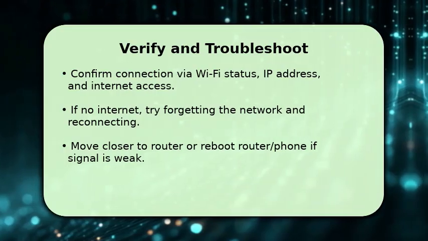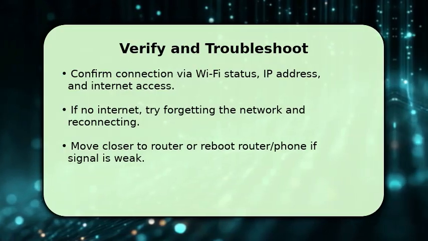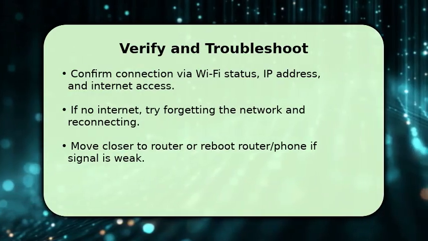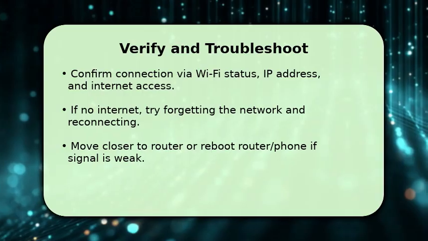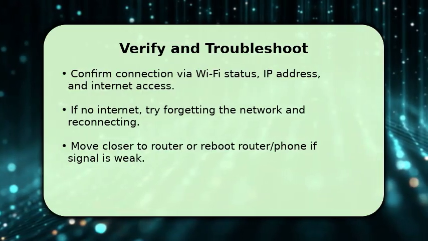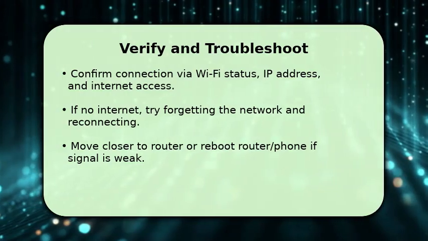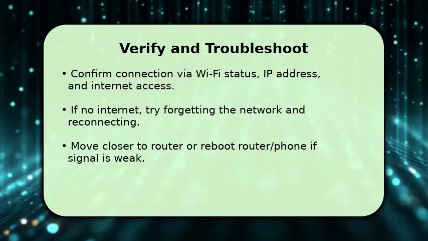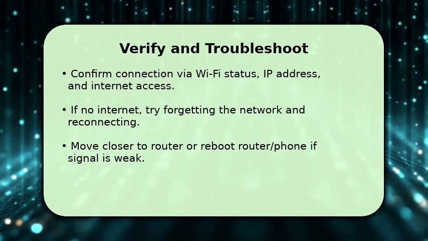If it connects but no internet appears, forget the network in Wi-Fi settings and reconnect with the password to reset credentials. If the phone cannot see the 5 GHz SSID, move closer to the router, ensure 5 GHz is enabled in router settings, or reboot the router and your A12. These steps usually resolve common radio or DHCP issues.